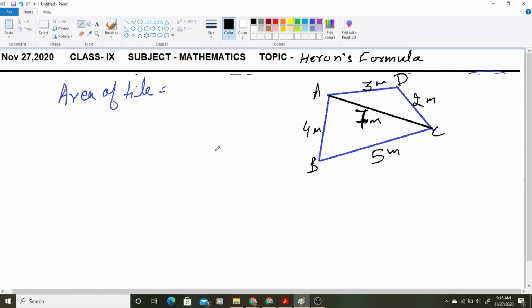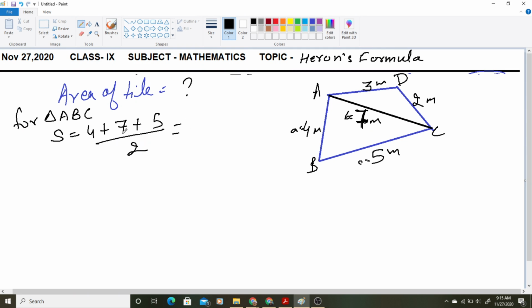Okay, now what you have to do, you have to find the area. So first we will solve for triangle ABC. First thing, we have to find the semi perimeter S. So it will be 4 plus 7 plus 5. I will take this side as A, this side as B, this side as C. So it will be upon 2. Then 7 plus 5 is 12 plus 4 is 16, divided by 2. So it will be 8. Yes, it is 8 meter.